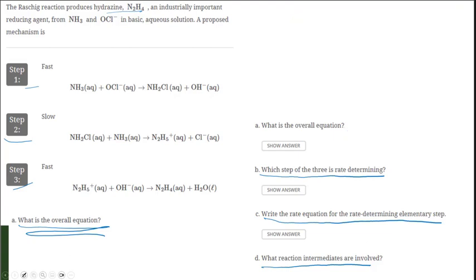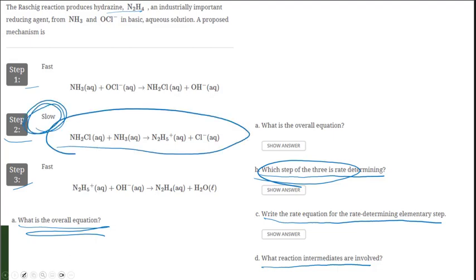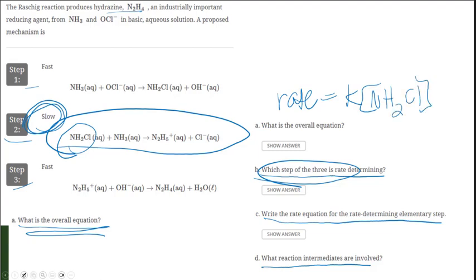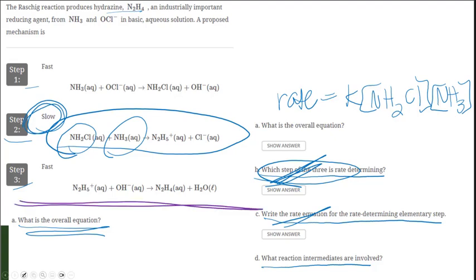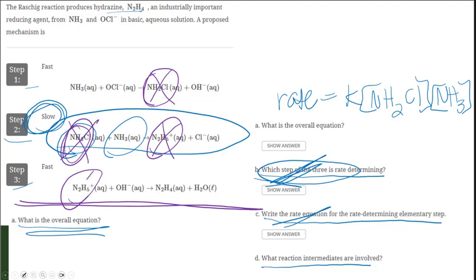I'm going to answer B first. The rate determining step is going to be step 2, this guy. The rate equation for this, we would say the rate is equal to k times the concentration of NH2Cl times the concentration of NH3. Let's look at reaction intermediates next. Let's see who can cancel out on the right and the left side. I've got an NH2Cl that can cancel, N2H5 pluses that can cancel, I have an OH minus that can cancel, and I think that's it.